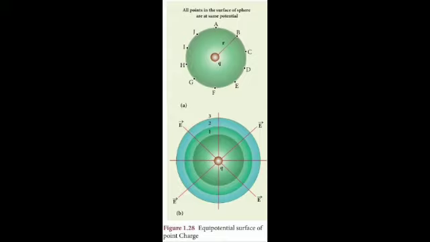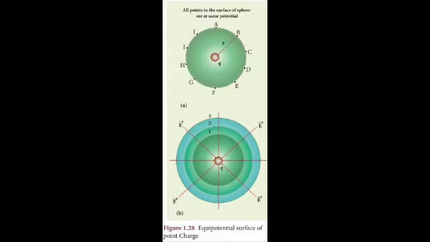The electric potential at all points on the surface of the given sphere is the same. Such a surface is called an equipotential surface. For a point charge, the equipotential surfaces are concentric spherical surfaces as shown in the figure. Each spherical surface is an equipotential surface, but the value of the potential is different for different spherical surfaces.